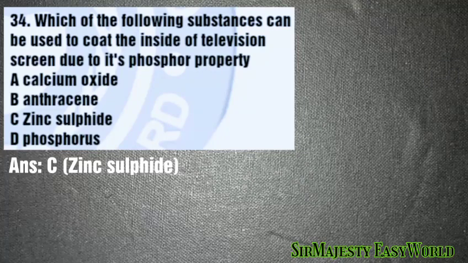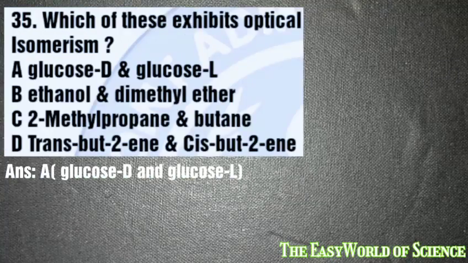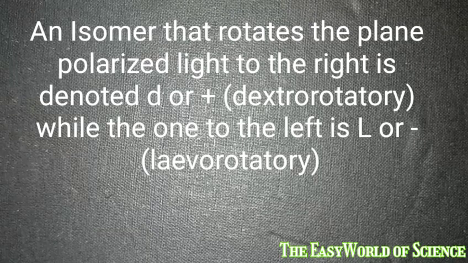Question 34 is zinc sulfide. Then 35 says, the answer is A, that's glucose D and glucose L. D is dextrorotatory, then L is laevorotatory. You see the explanation on the screen.